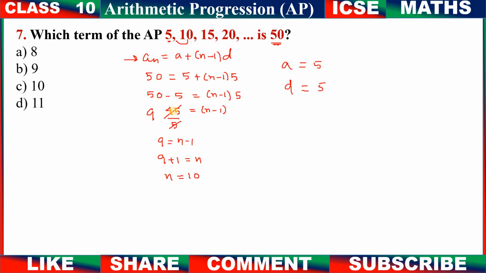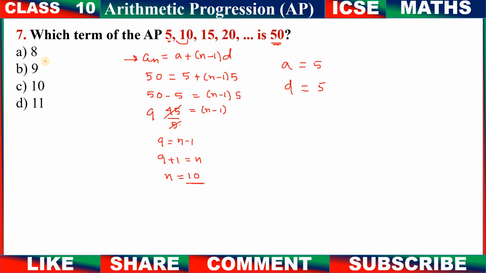Now 50 minus 5 is equal to 45, and bring this 5 to the denominator of 45. Now 45 by 5 is equal to n minus 1. 5 9s are 45, so 9 is equal to n minus 1. Bring 1 to the left hand side, so it will add up with 9. 9 plus 1 is equal to 10. So n equal to 10 is the correct answer.